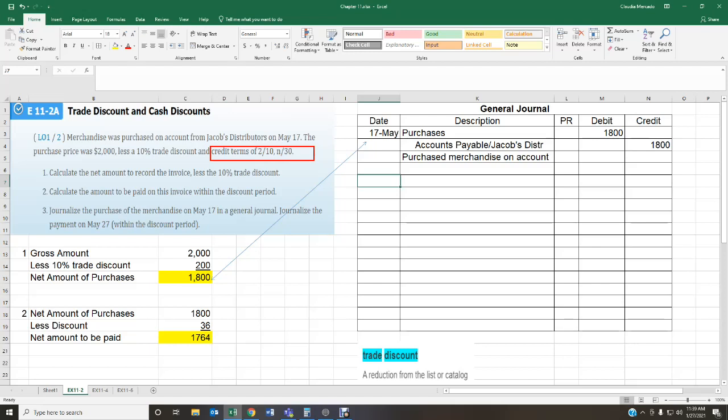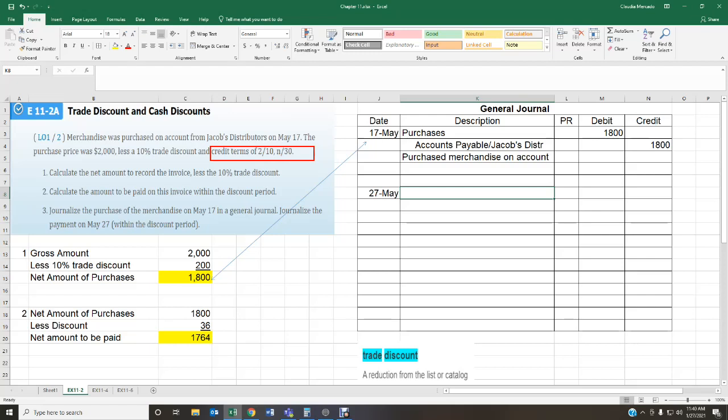Now let's look at the payment. This is happening on May the 27th. On May the 27th, we are making a payment within the discount period. The first thing we need to figure out is how much are we going to clear? Well, I know that we have in our books, we just recorded it, an accounts payable of $1,800. That is how much we show that we owe Jacob's Distributors. Well, we have to clear that, because we're making a payment for it.